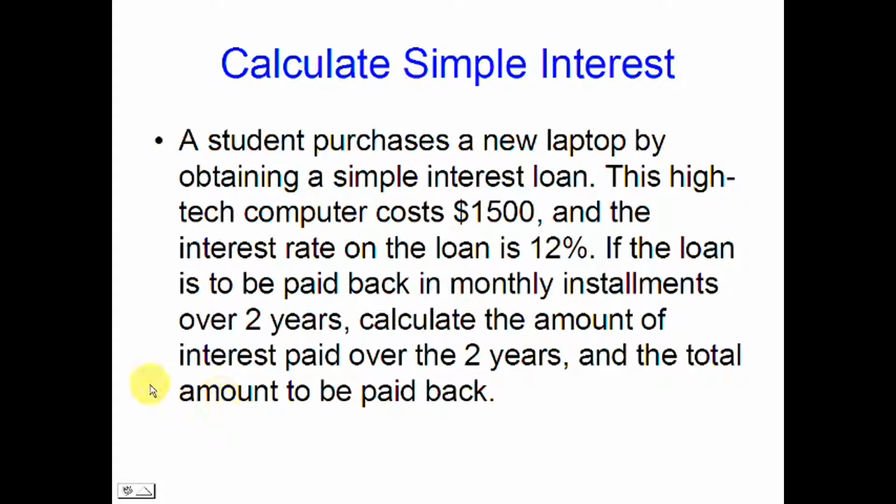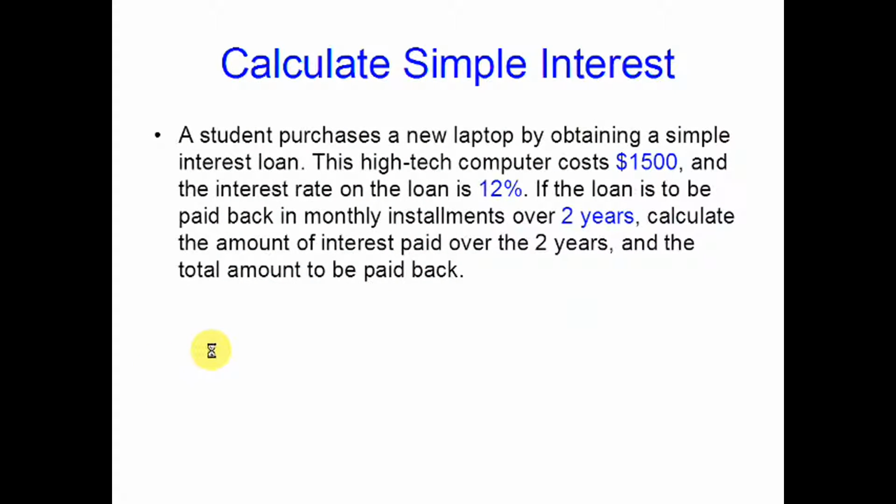Let's see this example. A student purchases a new laptop by obtaining a simple interest loan. This high-tech computer costs only $1,500, and the interest rate on the loan is just 12% per year. If the loan is to be paid back in monthly installments over 2 years, let's calculate the amount of interest paid over the 2 years and the total amount to be paid back.